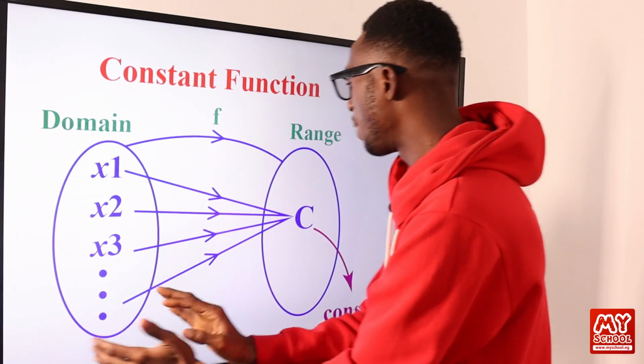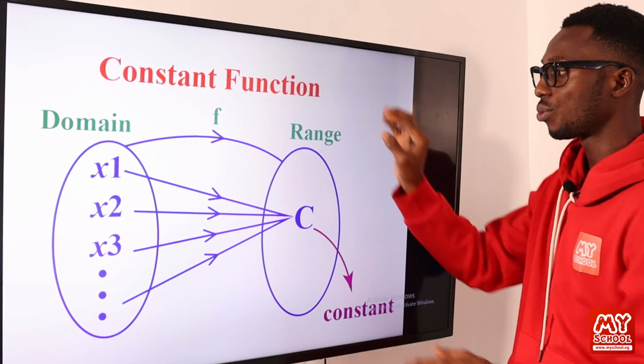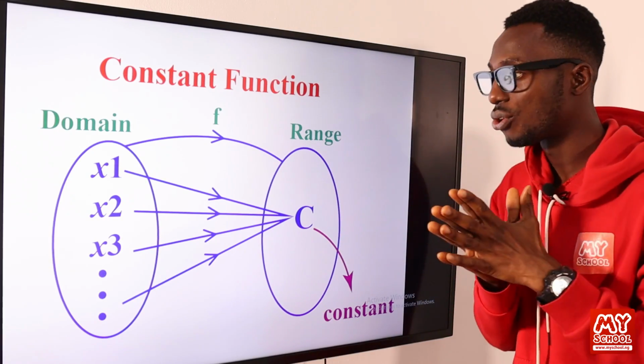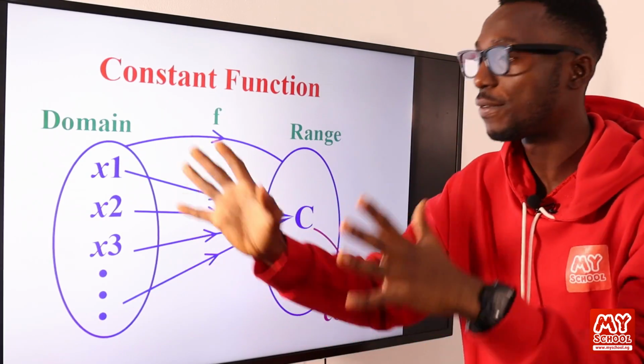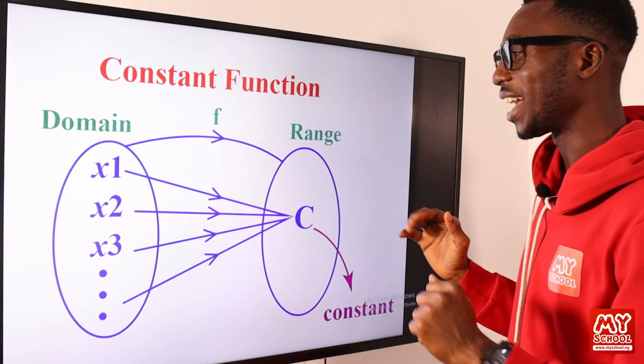So we have your domain, we have your codomain. You can see the constant. This is referred to as the constant. You can see the range. So the range is actually a singular image for all the inputs from the domain. That is what we refer to as the constant function. Let's move on to the next slide.